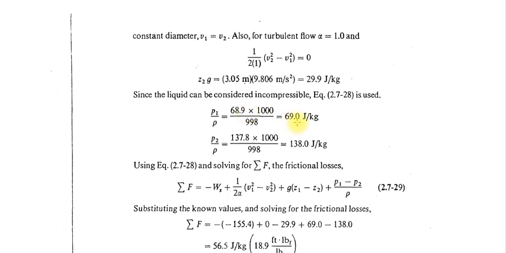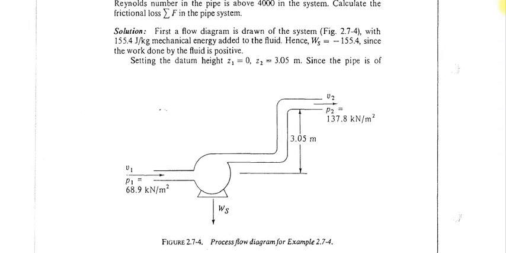So you have the 69.0 joules per kg and 138.0 joules per kg. This is the exit pressure energy. This is the pressure energy at the entering point. Now from that equation you can write delta F equal to minus Ws plus 1 by 2 alpha (V1 square minus V2 square) plus g (Z1 minus Z2) plus (P1 minus P2) by rho. So when you substitute all the values, here Ws is given in the original problem.